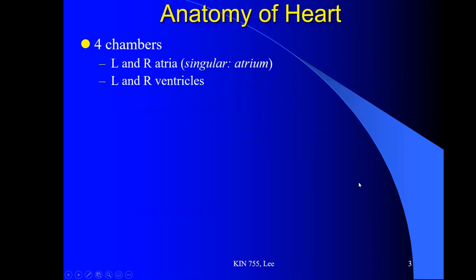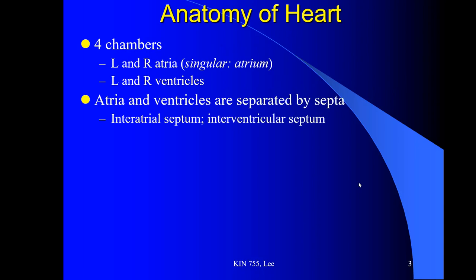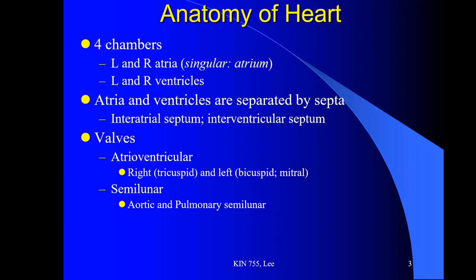So a little bit of some basics. Four chambers to the human heart. The upper two chambers are called atria, and if you're talking about one, it'd be atrium. And then the bottom chambers are called ventricles. The atria and ventricles are separated by what are called septa. So you have an interatrial septum and an interventricular septum between the left and right sides of the heart. Then you have valves that are between the atria and ventricles, and also between the ventricles and blood vessels.